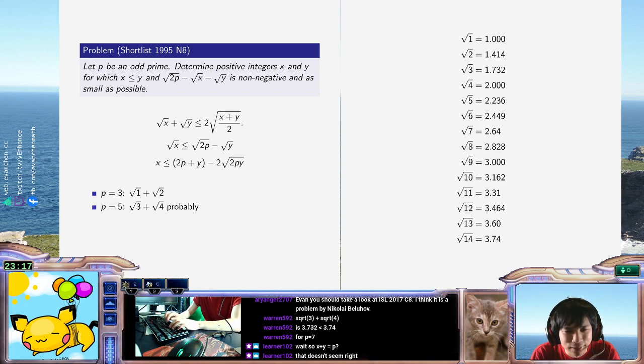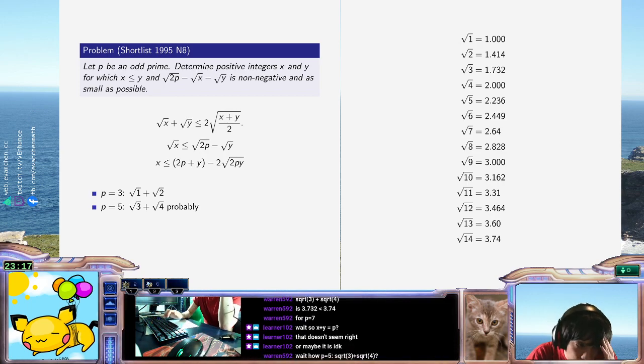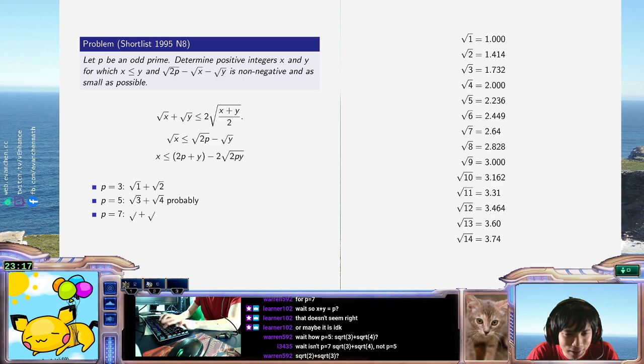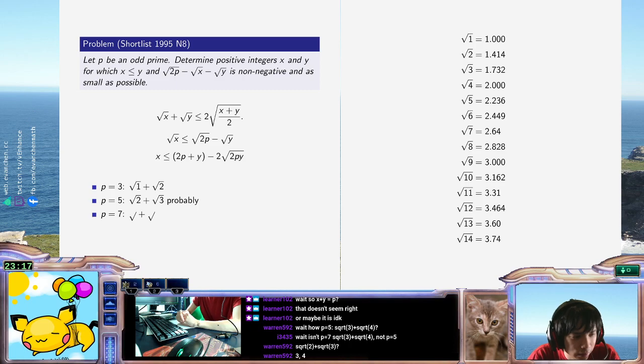Oh wait, no, hang on, what? No, I don't have a guess. What is the 1 for 7? P equals 5, root 3 plus root 4. Did I mess? Oh, sorry, I meant root 2 plus root 3, which is so close that it has to be right. So p equals 7 is probably root 3 plus root 4, right? In that case.